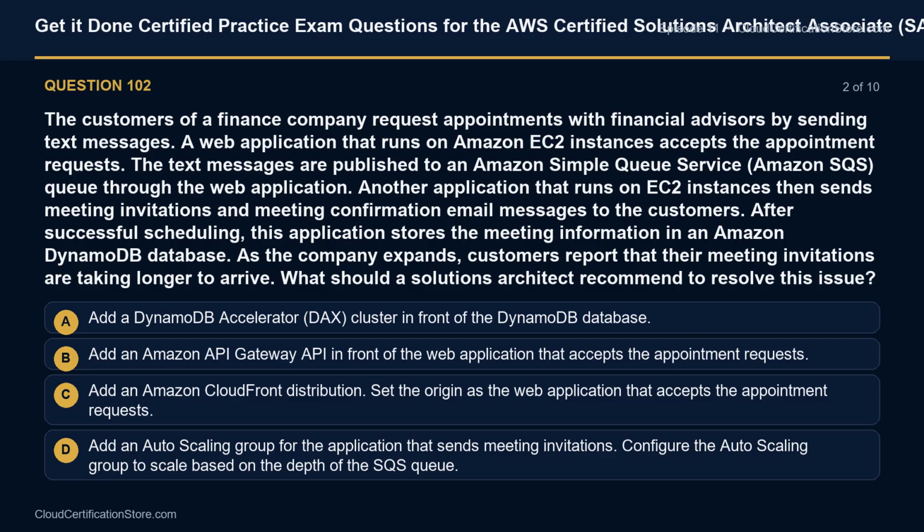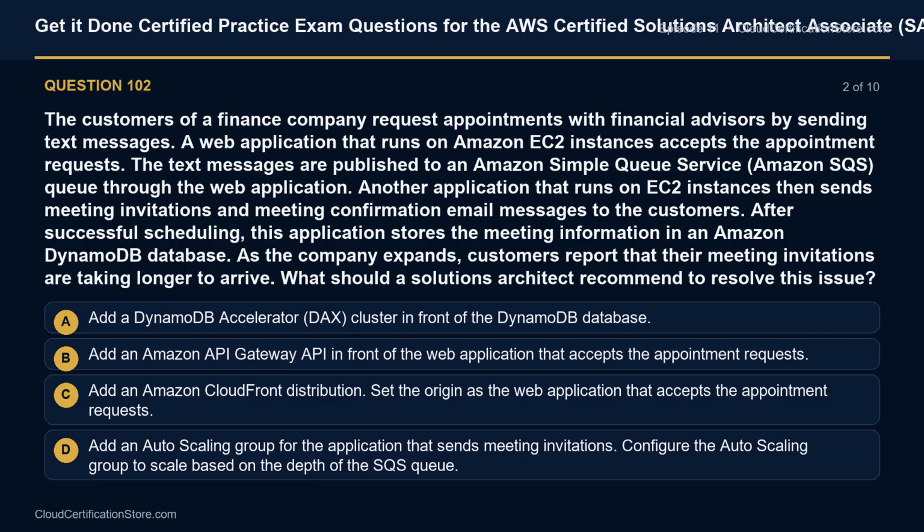As the company expands, customers report that their meeting invitations are taking longer to arrive. What should a solutions architect recommend to resolve this issue? Option A. Add a DynamoDB Accelerator, DAX, cluster in front of the DynamoDB database. Option B. Add an Amazon API Gateway API in front of the web application that accepts the appointment requests.